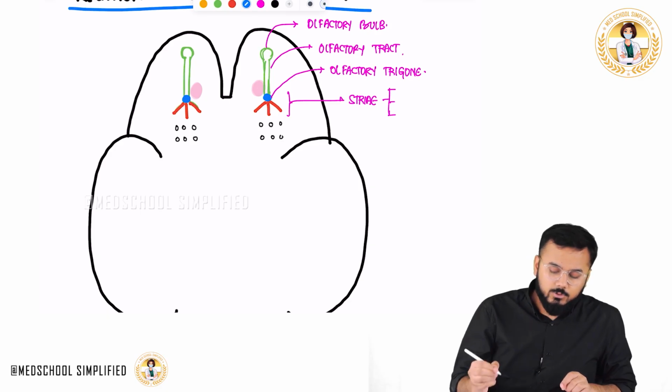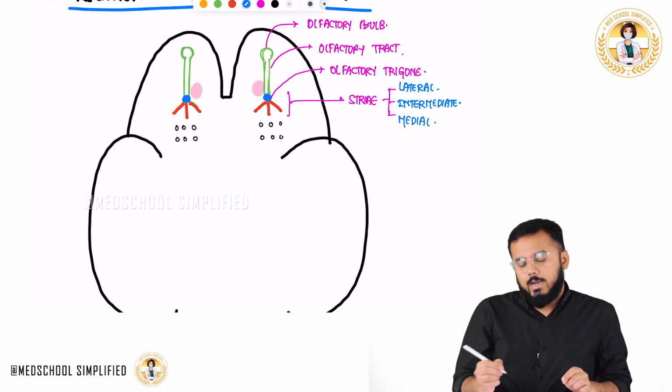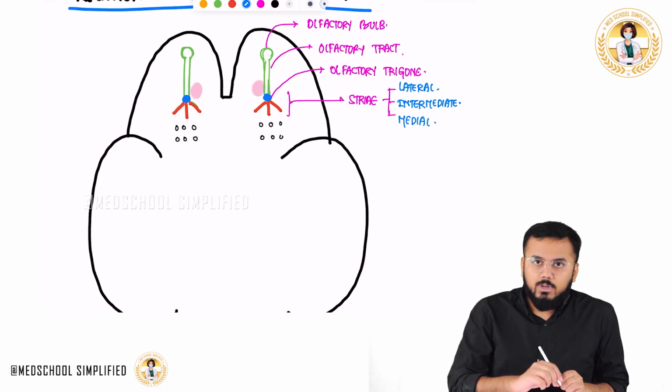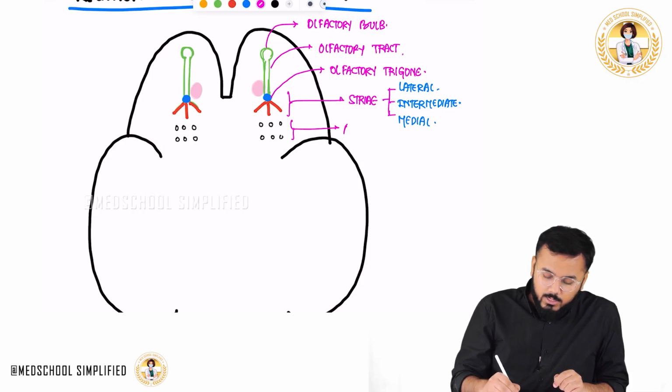What are these three different types of striae? One is your lateral striae. Next one is your intermediate striae. And next is the medial striae. Lateral striae, medial striae and intermediate striae. These are the three striae that are located. And what is this part over here? This part over here is called your anterior perforated substance.